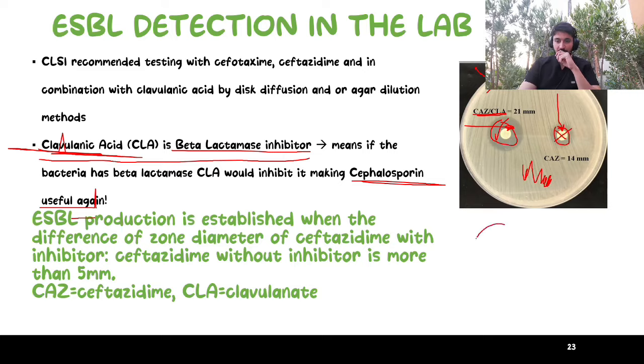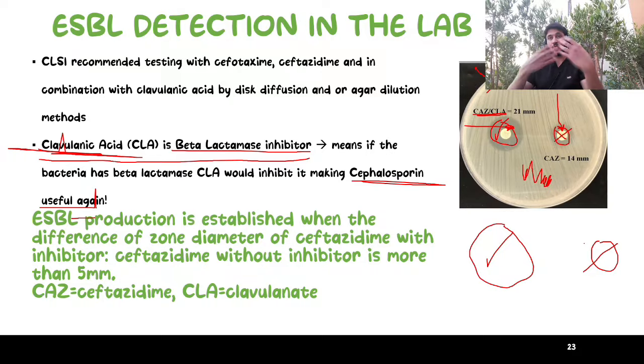If we have a larger zone of clearance, it's called zone of clearance, it means less bacteria is growing here, which means the antibiotic is working better. If you have a smaller zone of clearance, which means that more bacteria is growing, it means the antibiotic is not working that well.